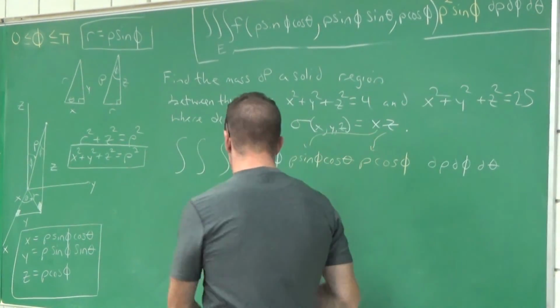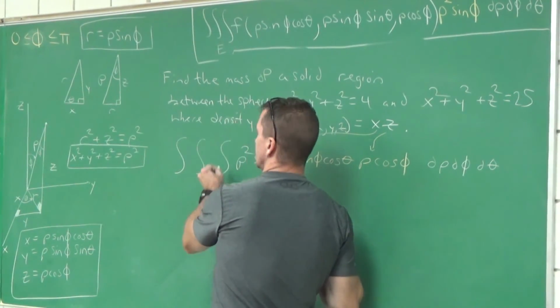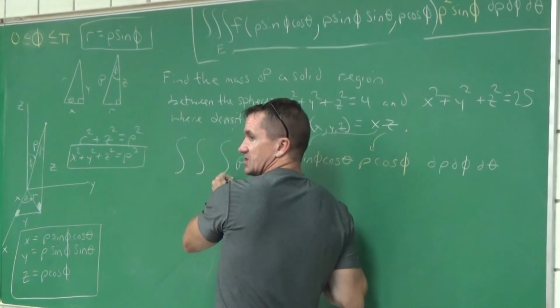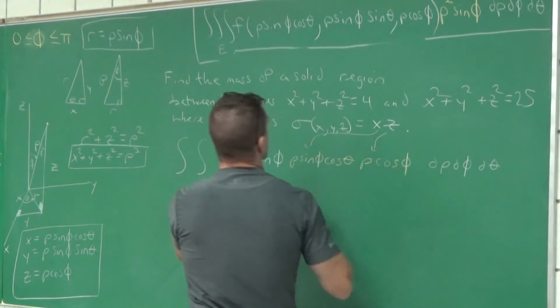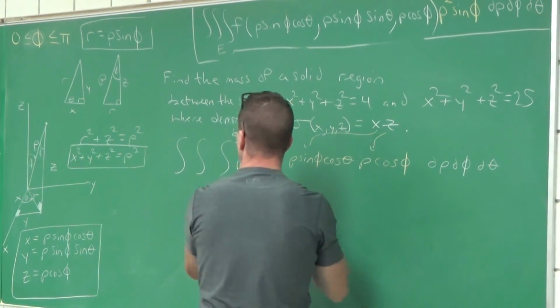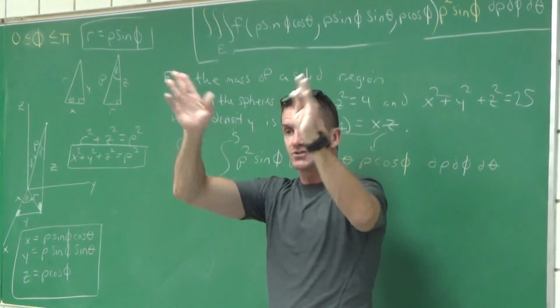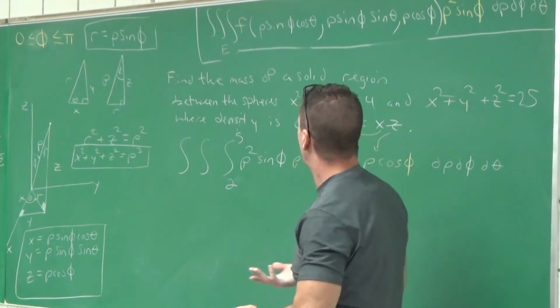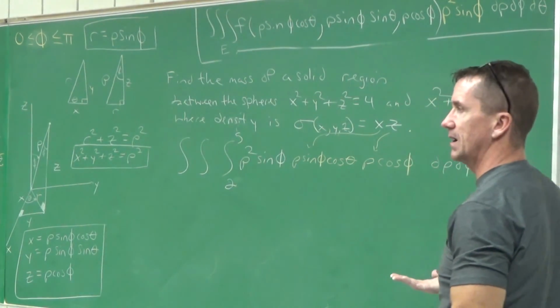Now, what are the limits? I hope you find this easy. If it's between those two spheres, what's the radius of those two spheres so I can get the rho limits? Radius is 2, and what's this radius? There you go. Between a sphere of 2 and a sphere of 5. Yeah, the region inside. Did they say anything about above the xy plane?